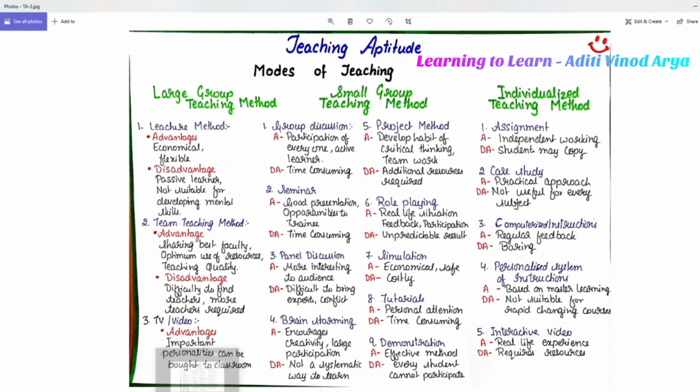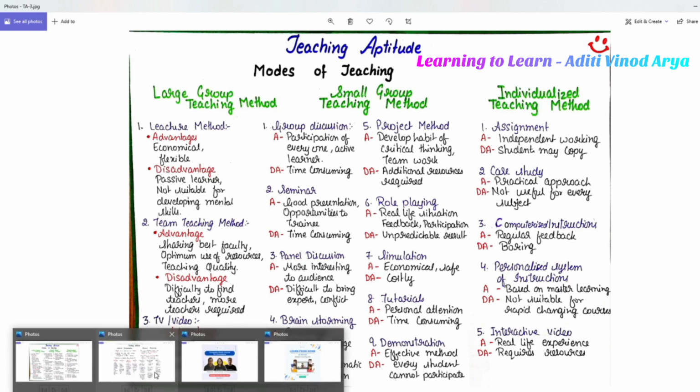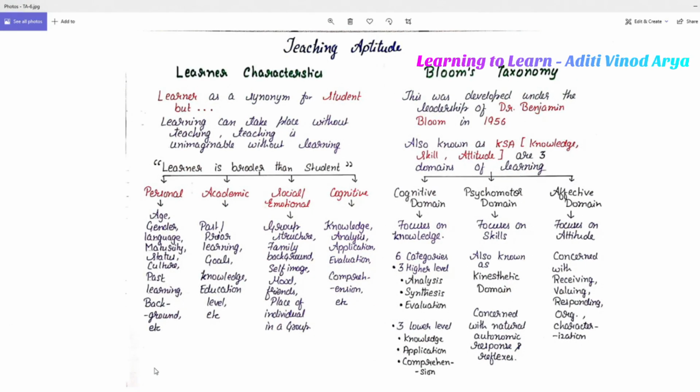Now let's start with today's main topic. Our main topic will focus on the next point, that is learner characteristics and Bloom taxonomy. These are frequently asked in your paper 1, and many of the questions are formed from these particular topics. So today we are going to try to cover these points.